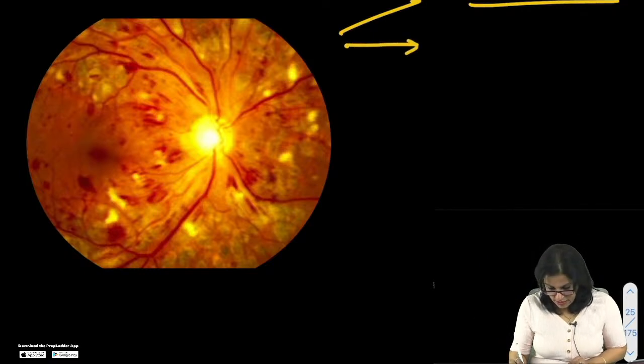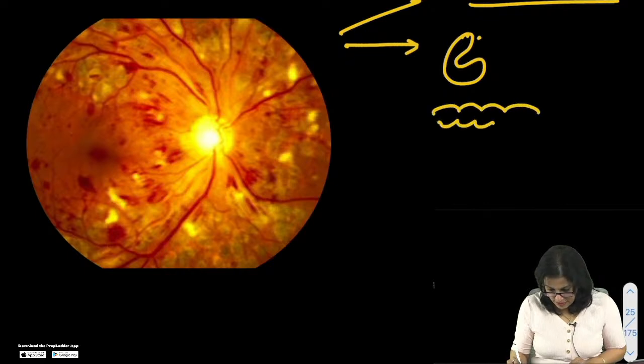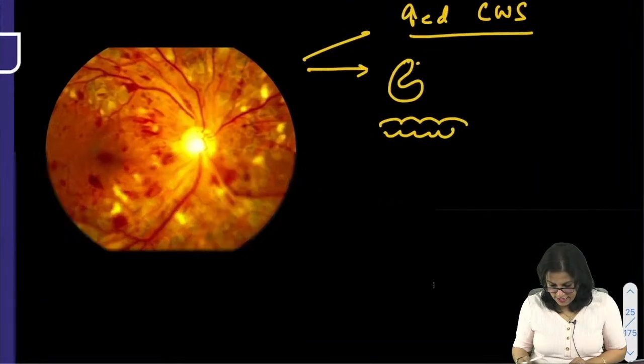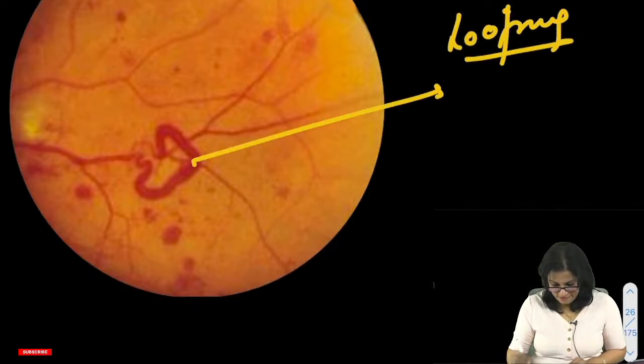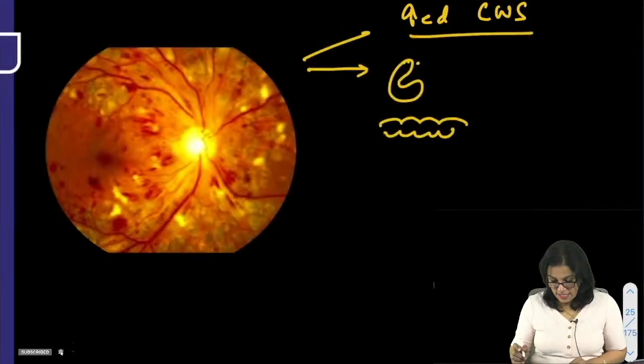I can see looping and beading of veins. This is looping, this is beading. Look at this one. This is what is looping of the vein. Again we are talking about moderate NPDR. Okay? Then what else can I see?